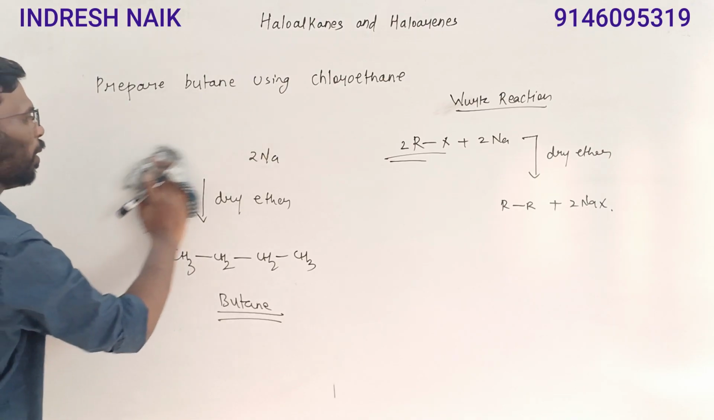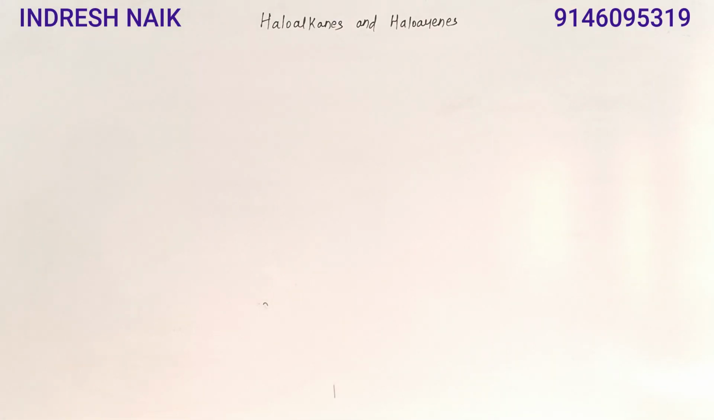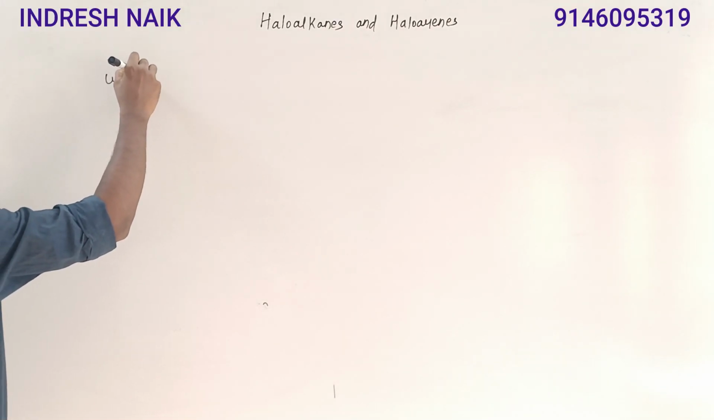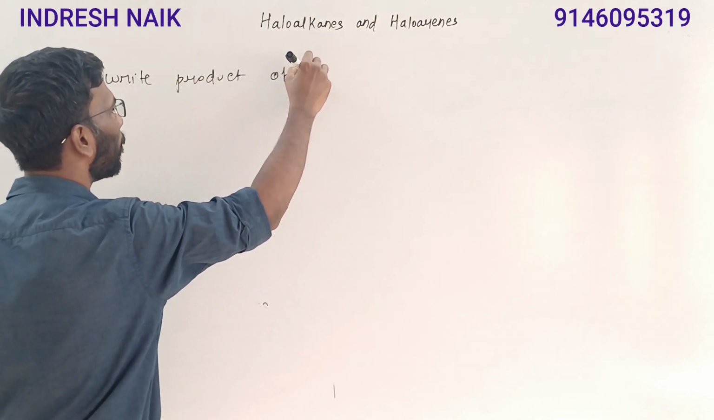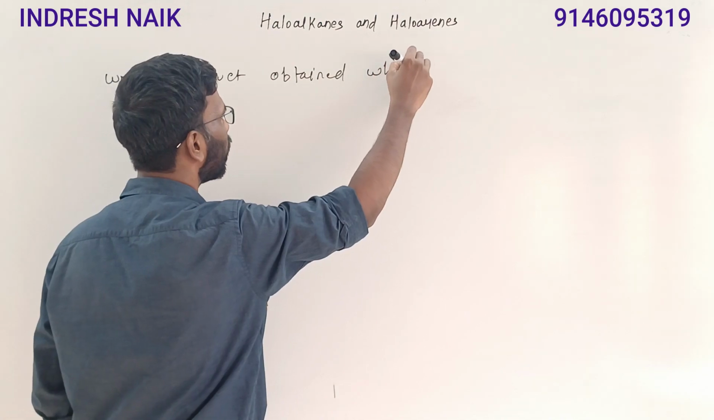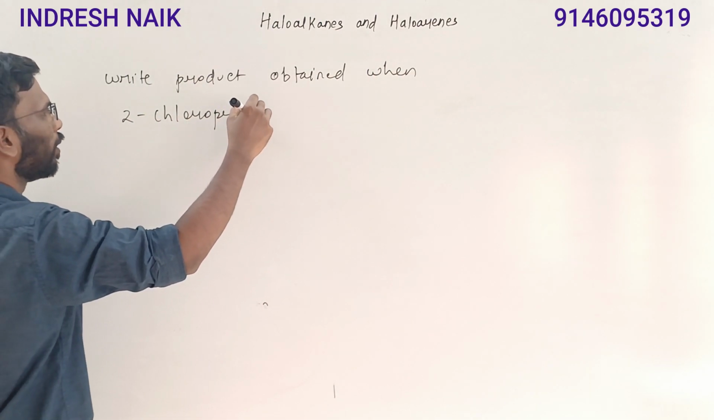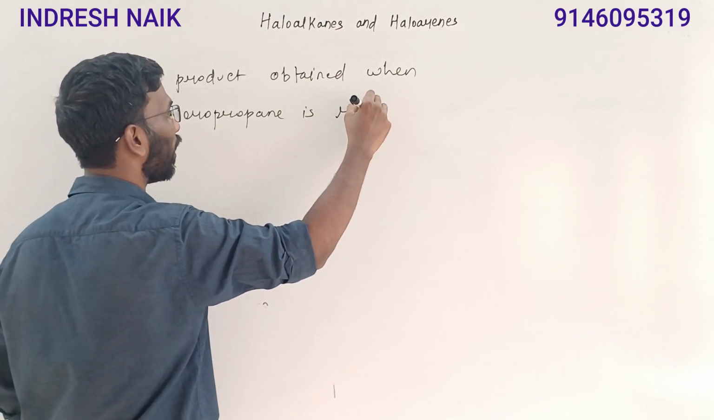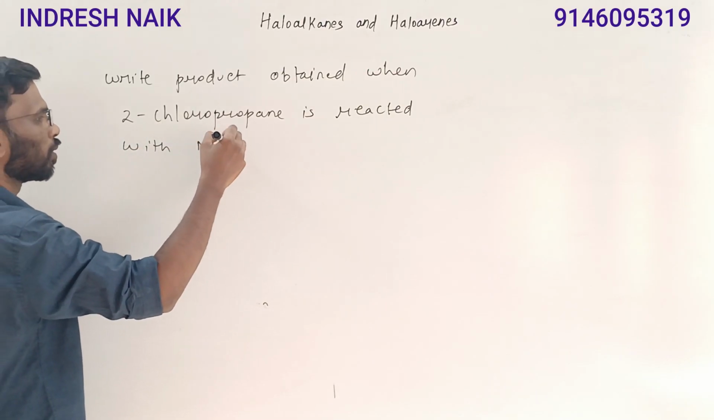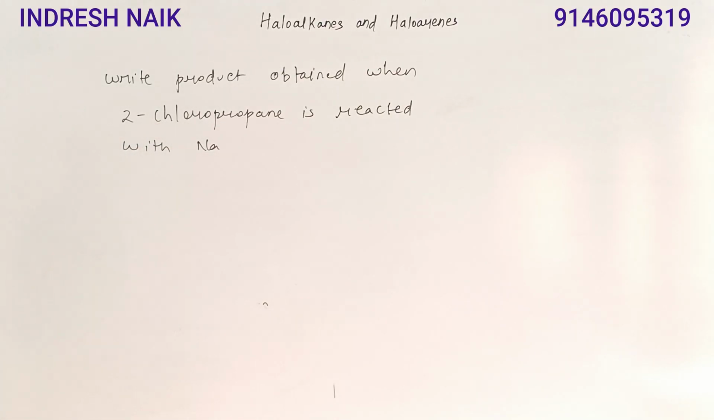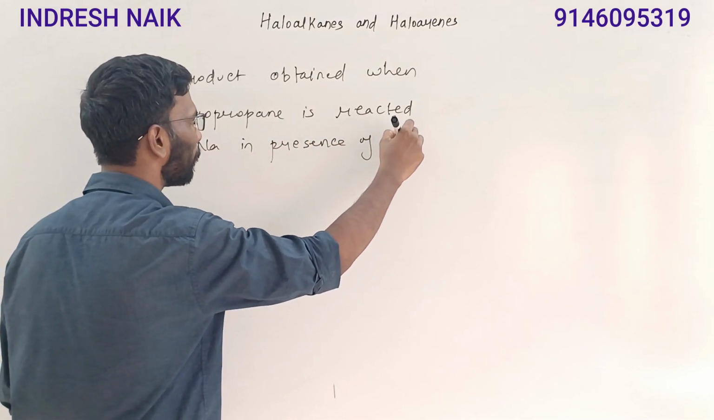Next is, what would be the product? Next is, write the major product obtained when 2-chloropropane is reacted with sodium in the presence of dry ether.